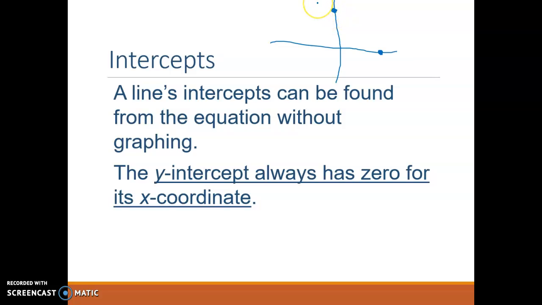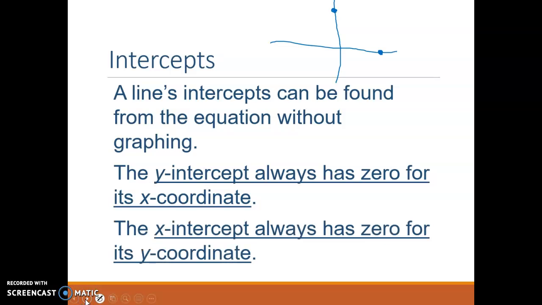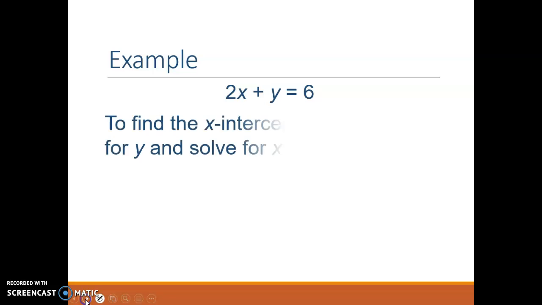So we can plug in a 0 for the x to solve for y. And that's what this statement says here. The y-intercept always has a 0 for its x coordinate. The x-intercept always has 0 for its y coordinate. Let's take a look at an example. 2x plus y equals 6.